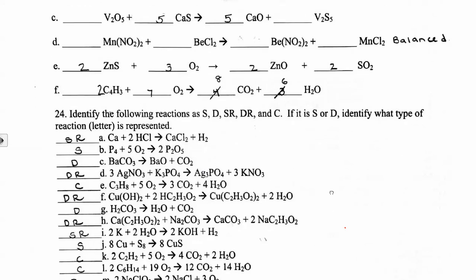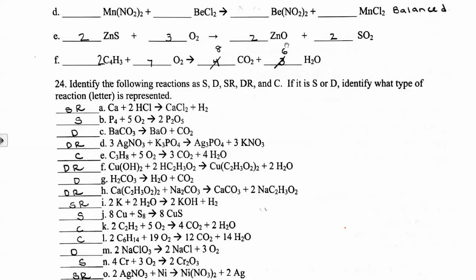So I'm balanced. D is also balanced already. This one is really hard, guys. What I would recommend doing, if you see that you're adding 2 plus 1 to get 3, which is odd, it's going to be a nightmare. So I would recommend putting a 2 in front here.